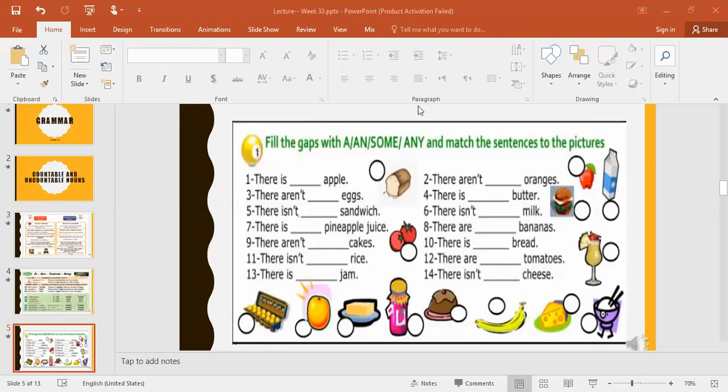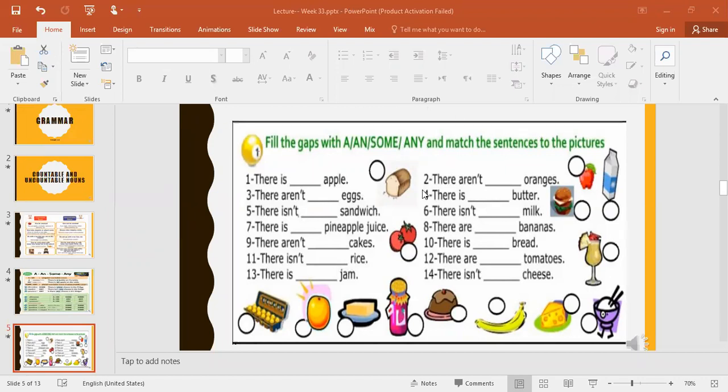Hassan Watfa, number 4. There is some butter. True? Some. There is some butter. Yes, I thought you were saying somebody. There is some butter. Very good. Please, if you shared, put your hands down. Zainab Asi. Number 5. There isn't any sandwich. There isn't any sandwich. Very good.